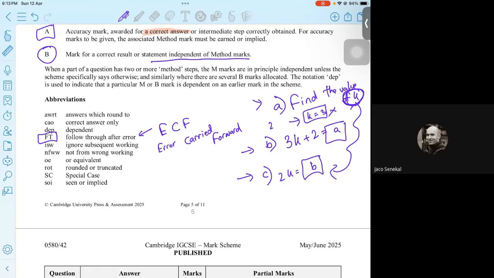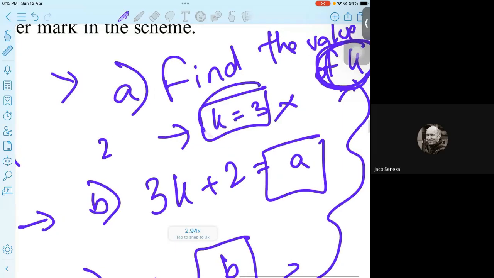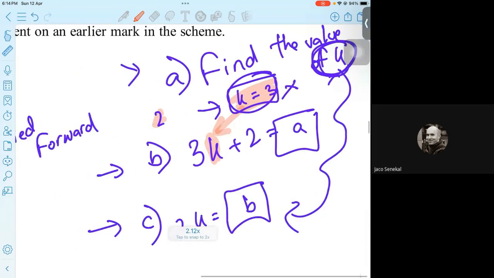So even if I had gotten the wrong answer of k here, the mark scheme would have required me to plug in 2 here, because the correct answer of k was 2. But since I got k equals 3, and I plug it in here, whatever value of a I get, the mark scheme is still going to give me the marks for it, because they know that if I had gotten the answer of k right in the first mark, then I would have also gotten the answers of a and b correct in the second and third steps.